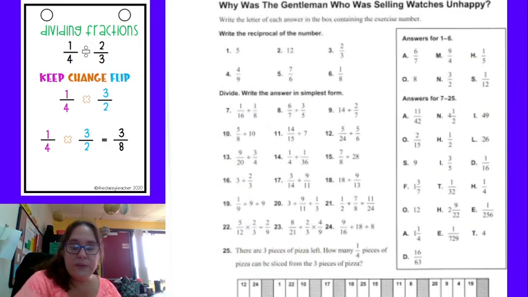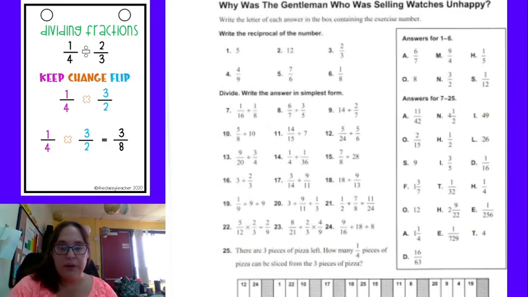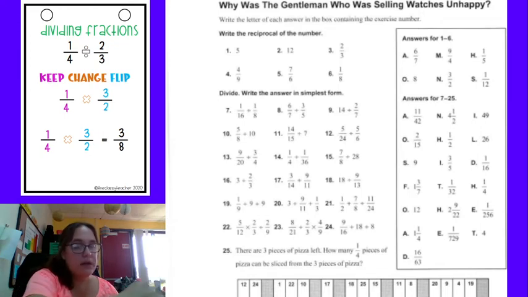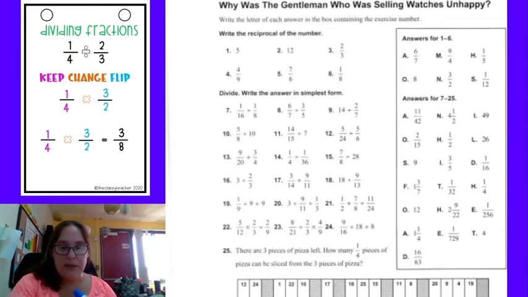All right, so that was the last one I wanted to do with you, except I will do the story problem number 25 with you, and then I want you to do the rest on your own. It says there are 3 pieces of pizza left. How many 1/4 pieces of pizza can be sliced from 3 pieces of pizza? When in doubt, draw it out.